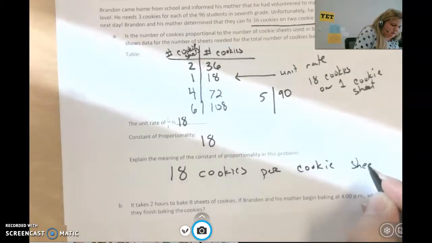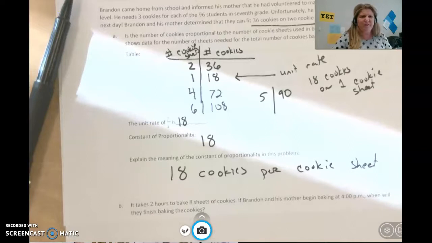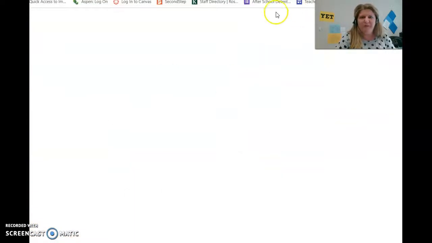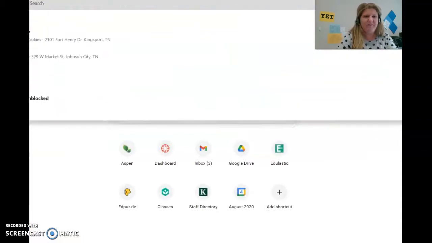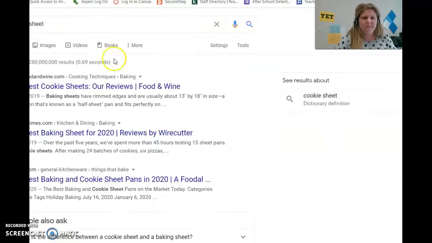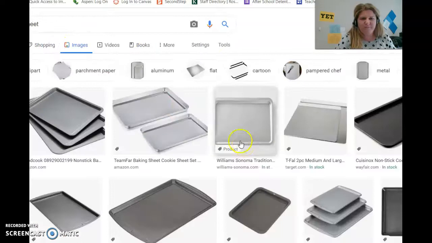cookie sheet. Now, if you're not a baker and you don't know what a cookie sheet is, let me pull one up for you. It's just a pan. Cookie sheet's a pan. It's like a thin pan. In case you didn't know.